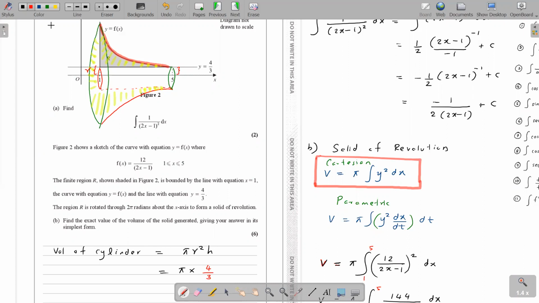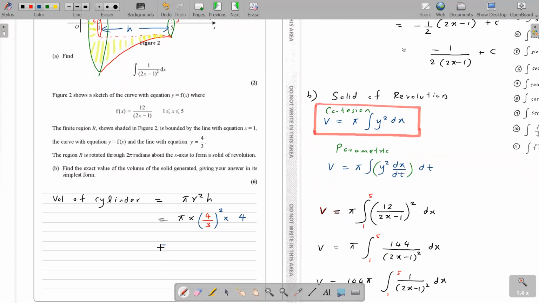So it's radius squared into height. Height is this height of the cylinder. Can you see? So what is the height of the cylinder? It starts at 1, ends at 5. So height is 5 minus 1, height is 4. Okay, let's simplify. What is the answer here? π into (4/3)² into 4. So π into 16/9 into 4, so I get 64/9 π. This is the volume of the cylinder.